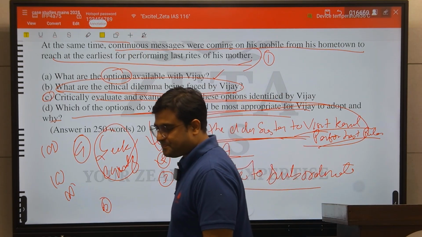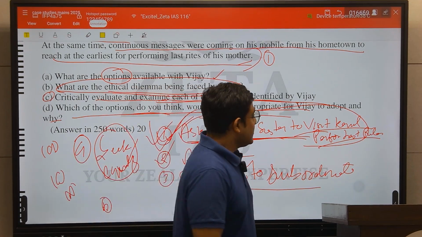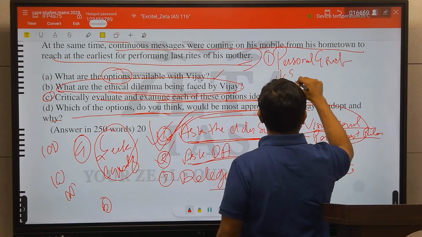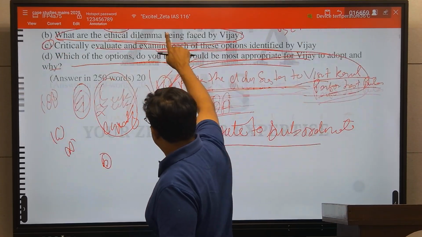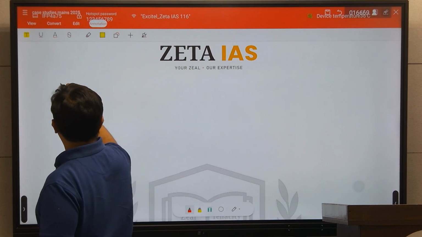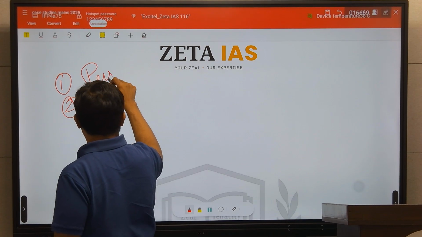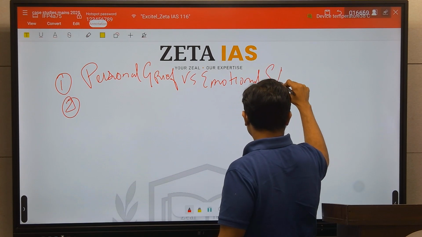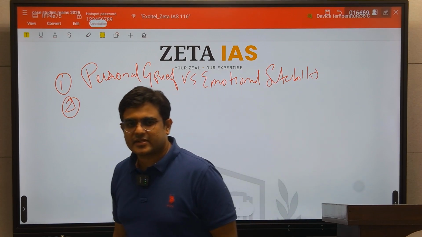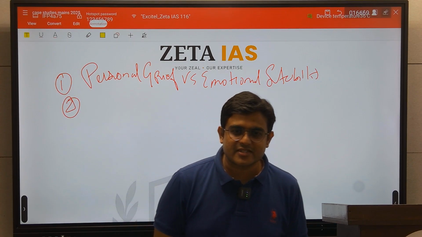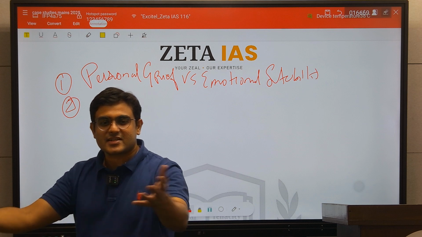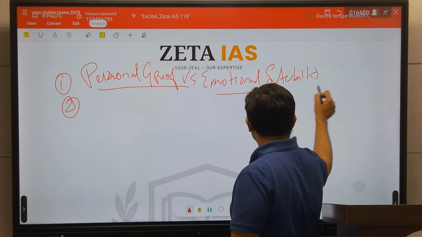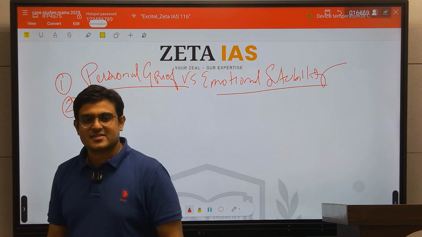So first, can you tell some? Personal grief versus emotional stability. Okay, I'll write it down. So ethical dilemmas. You can write personal grief versus emotional stability. You are already undergoing personal grief. Your mother is no more, but at the same time, you need emotional stability, stability to show leadership, and the bigger disaster is happening there. So this is the ethical dilemma: whether to grieve, cry, because your mother is no more, or there should be emotional stability. That is the importance of emotional intelligence in civil services.